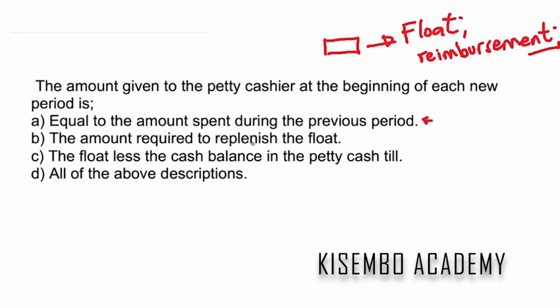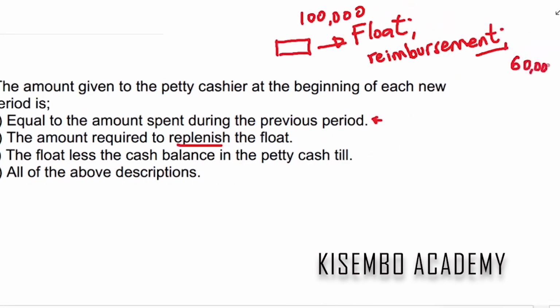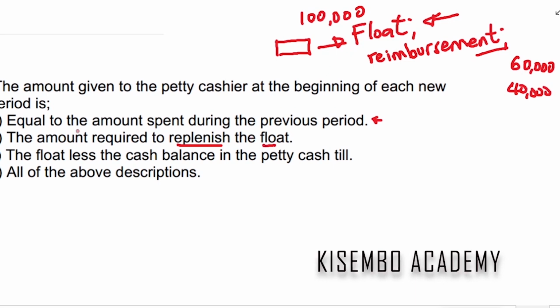The amount required to replenish the float. Now, when we're talking about replenishing the float, it means to top up the float. If the float was 100,000 and during the period the cashier used 60,000, it means that the amount needed to replenish this float, to build back to that float, is 40k. So in other words, replenishing means to add back to get the float amount. So this also looks correct.